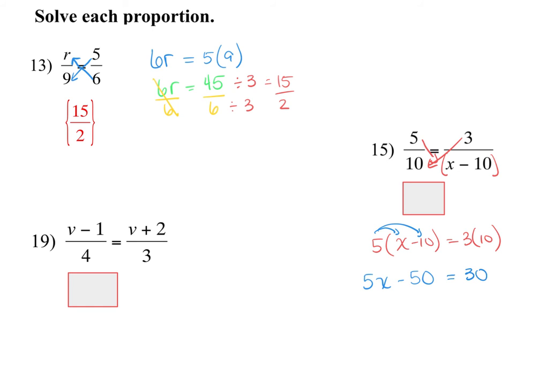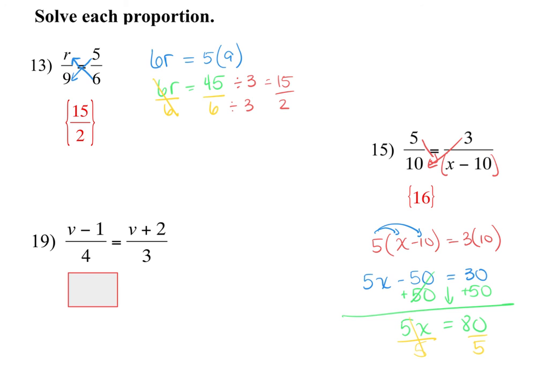All right. And then we are just going to add my 50 to both sides. It's going to cancel here. Add there. We get 5x on the left. Bring down your equal sign. We get 80 on the right. And then just divide both sides by that 5. And you will get that x equals 16.